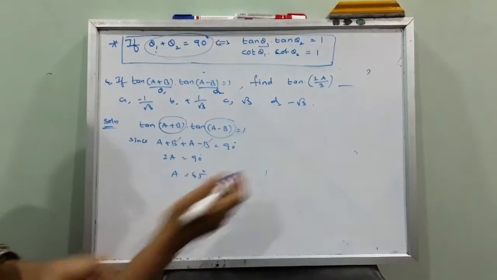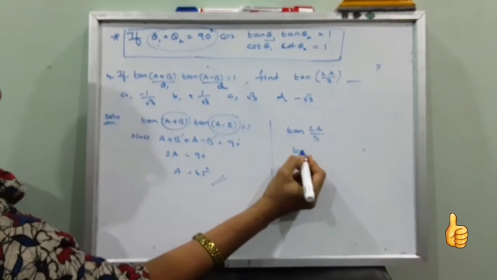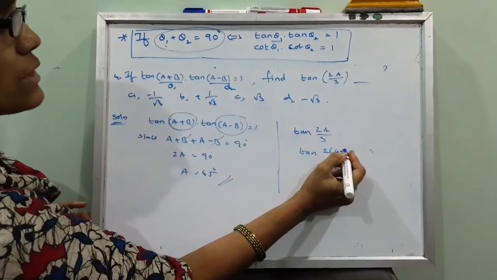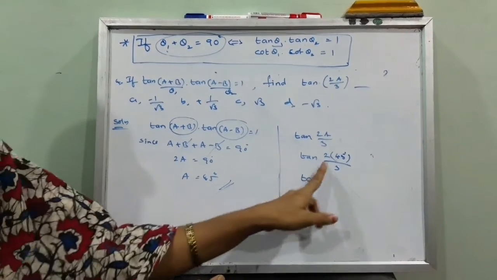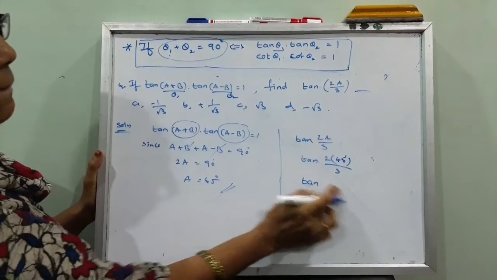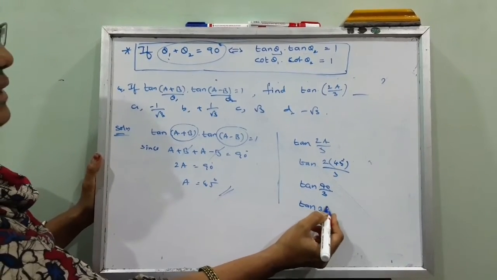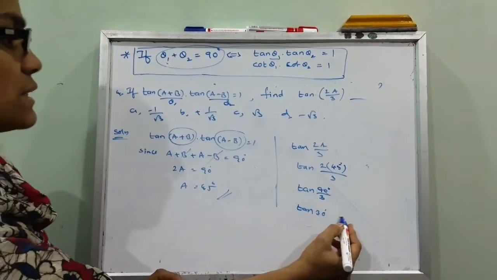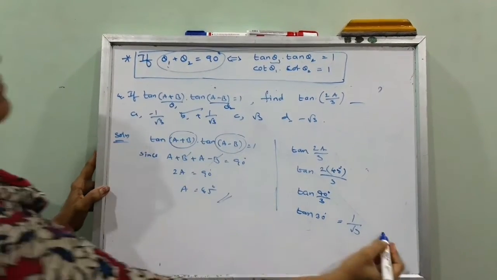Now we have to find tan 2A by 3, which is equal to tan of 2 into 45 degrees by 3. Tan 2 into 45 is 90, 90 by 3, which is equal to tan 30. 90 degrees by 3 is 30. But tan 30 value is 1 by root 3. So B is the correct option here.